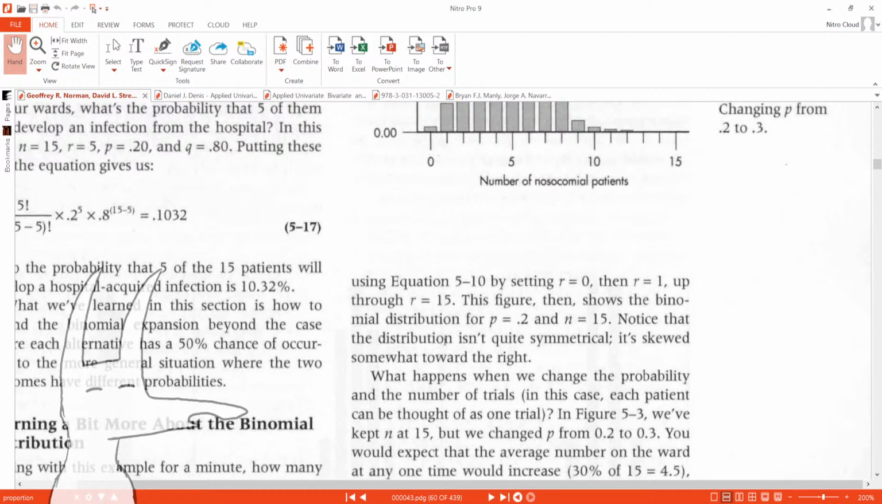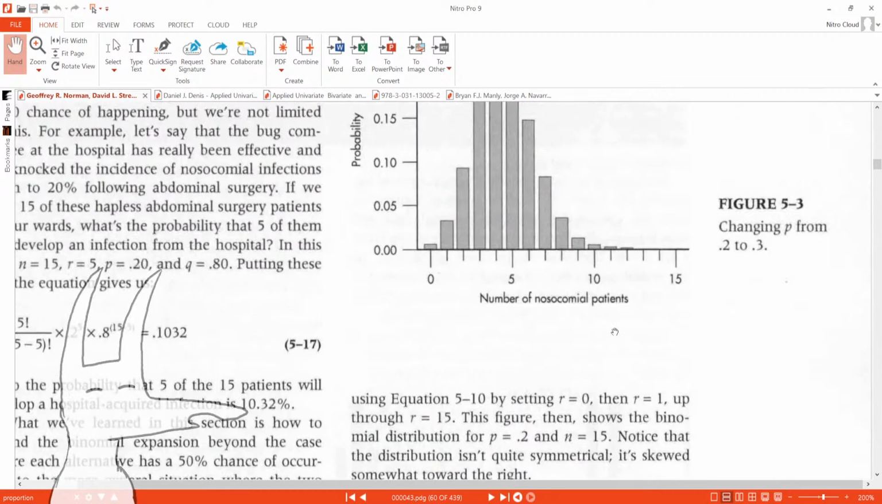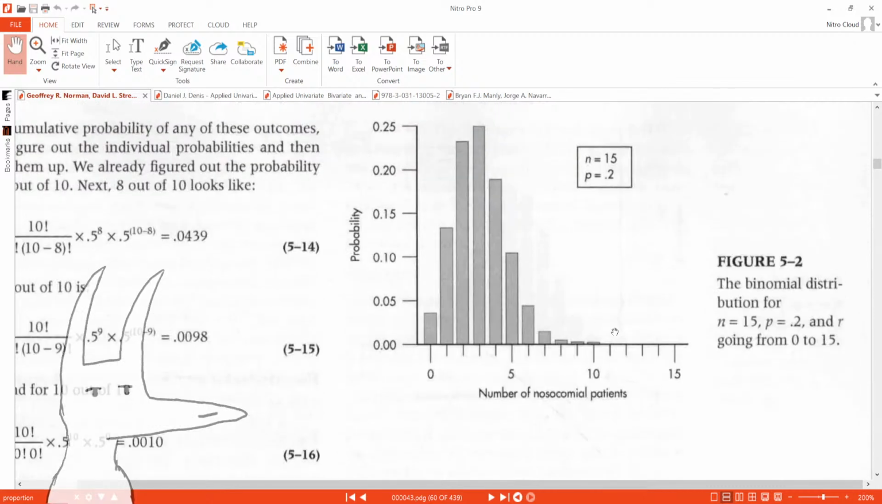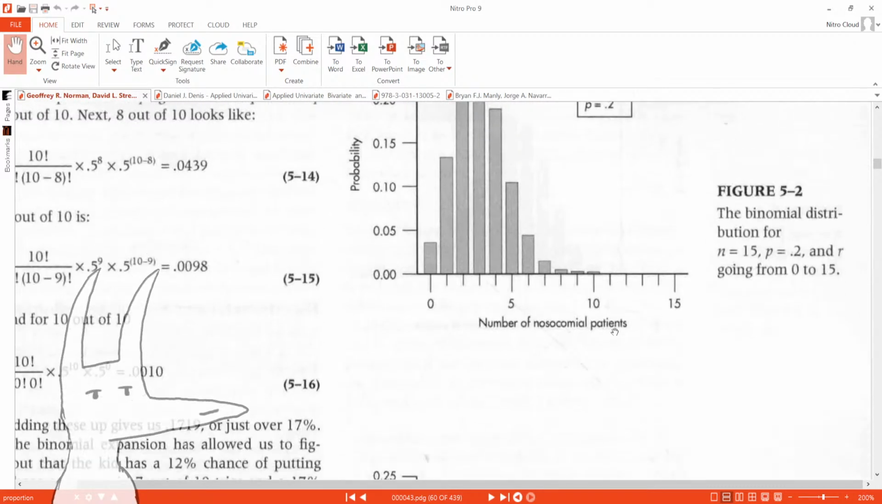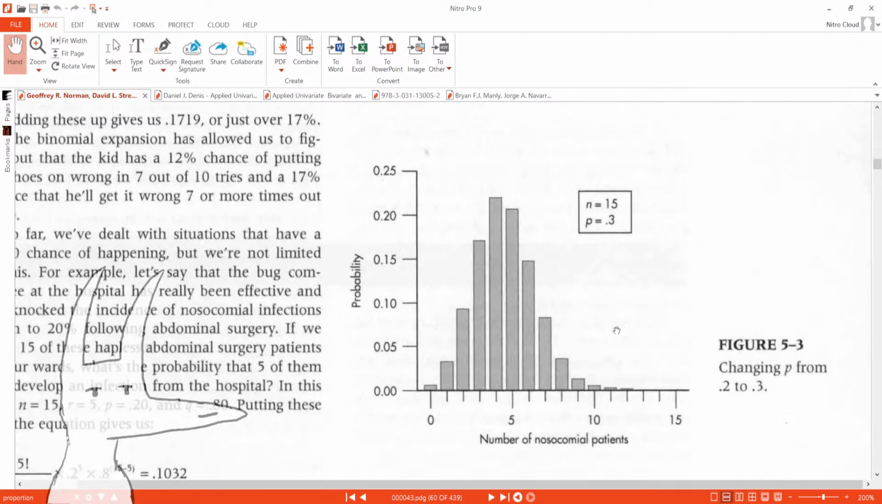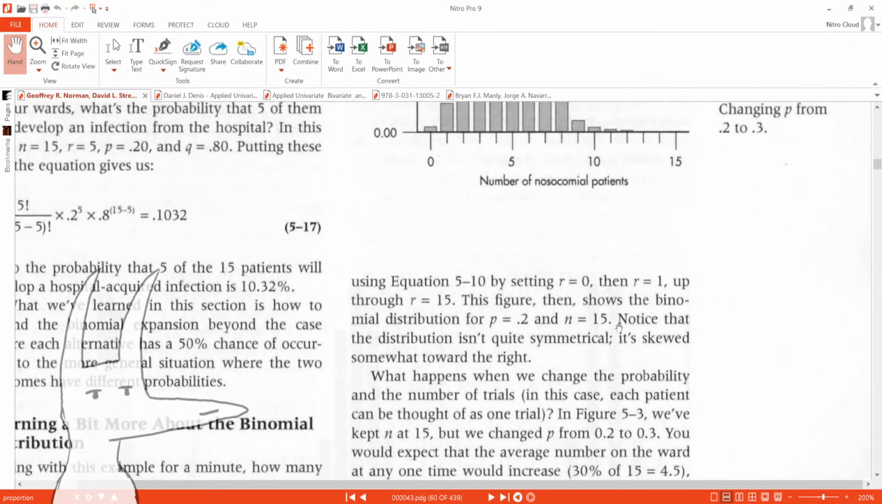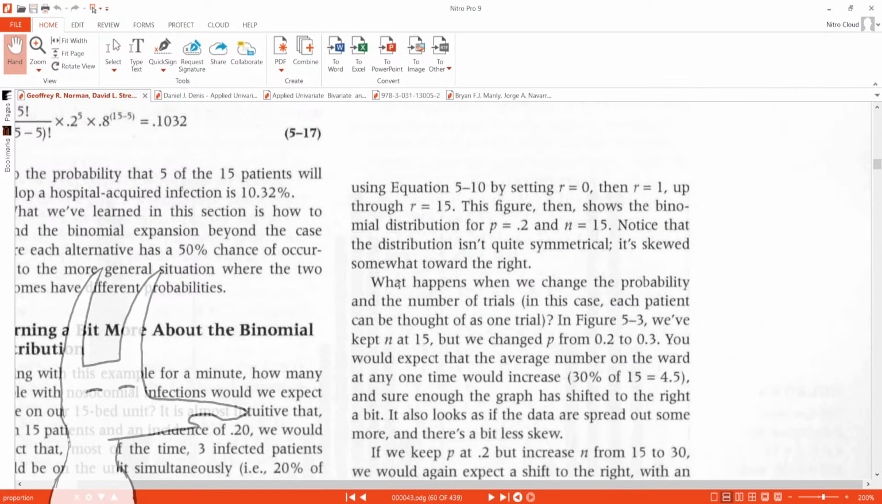Notice that the distribution isn't quite symmetrical. It's skewed somewhat towards the right. This figure then shows the binomial distribution. What happens when you change the probability and the number of trials? In this case, each patient can be thought of as one trial. In figure 5.3, we've kept n as 15, but we've changed p from 0.2 to 0.3.